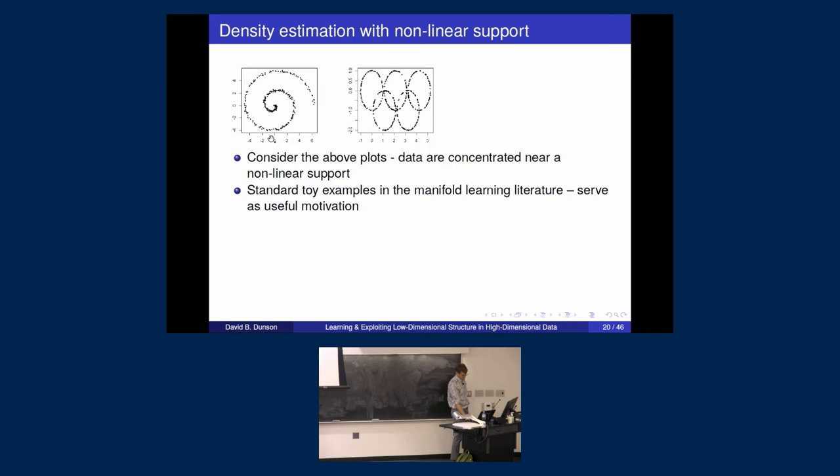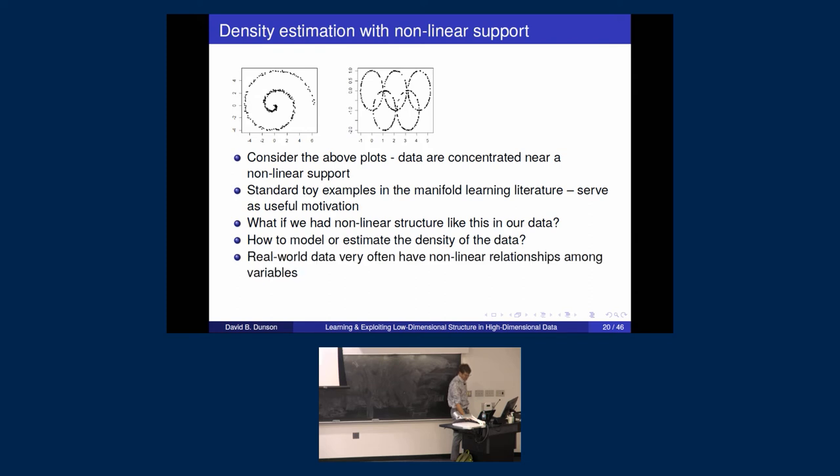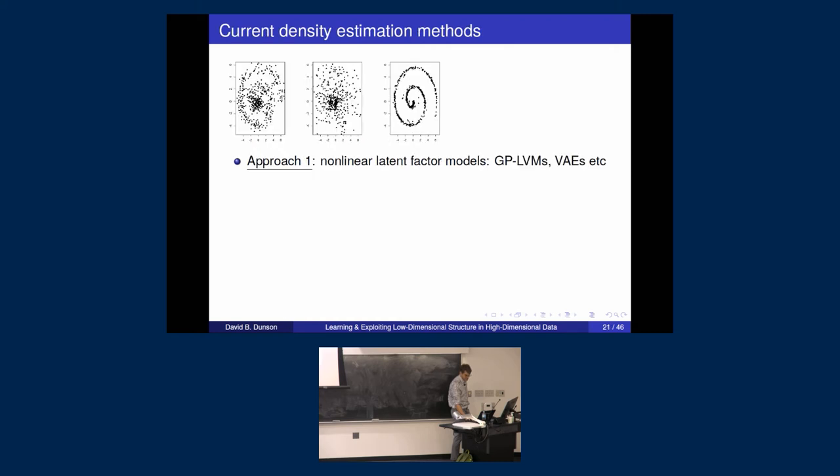These are also standard toy examples in this literature. So what if we had nonlinear structure? How do we model or estimate the density of the data? Of course, real-world data often have nonlinear relationships among the variables. They might not look like this, but they might be something else. So are current density estimation methods adequate in the presence of such relationships?